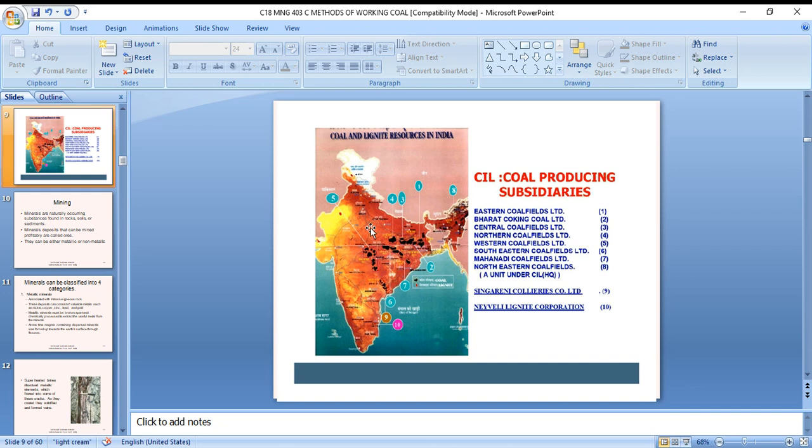Most of the coal areas are established in the Godavari Valley and Gondwana Valley. In this part, most of the coal deposits are available. In the remaining part, there is mostly iron. Most of it belongs to Coal India Limited, except Neyveli Lignite and Singareni, with Coal India Limited headquarters in Ranchi. This is a brief about the coal production and subsidiaries of Coal India.